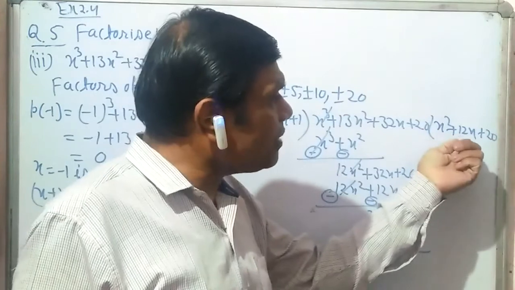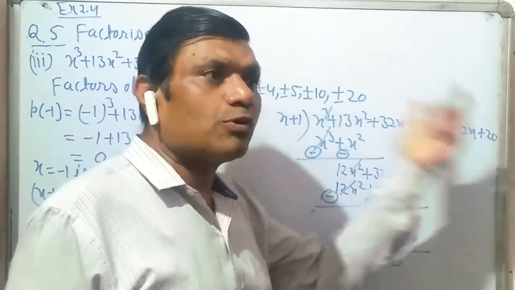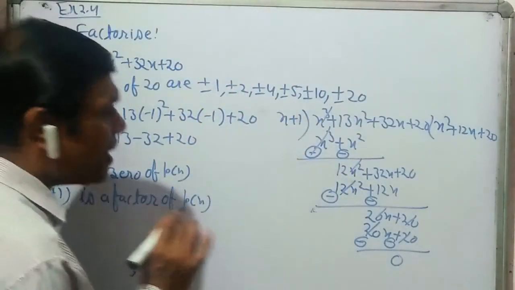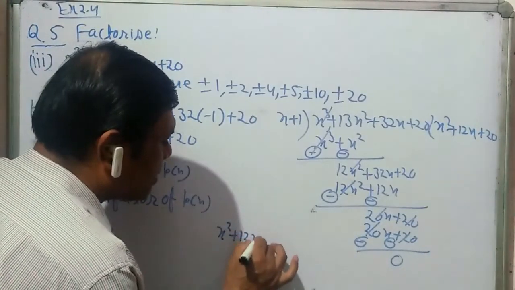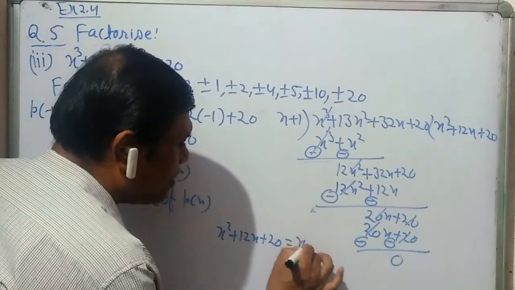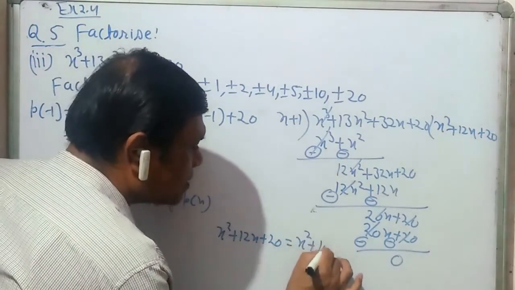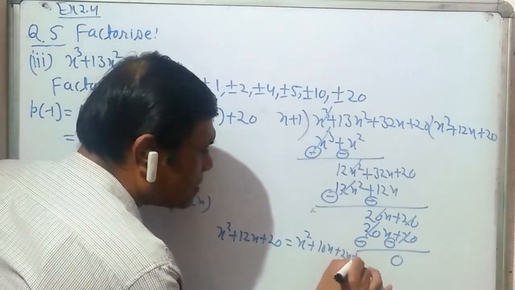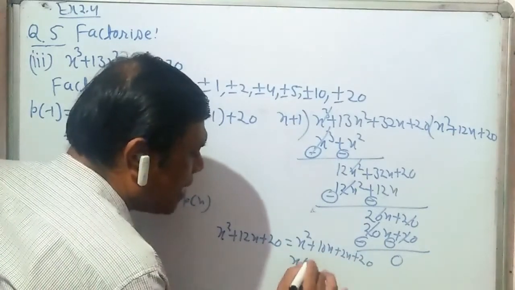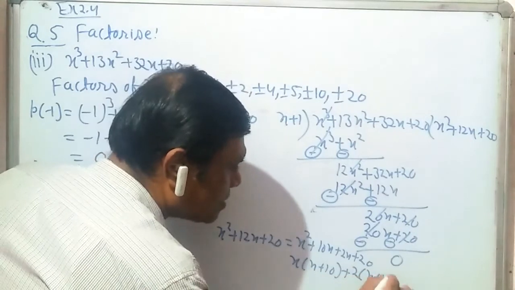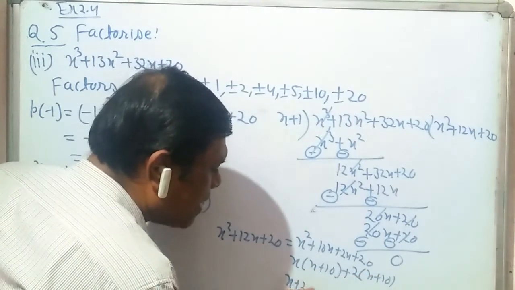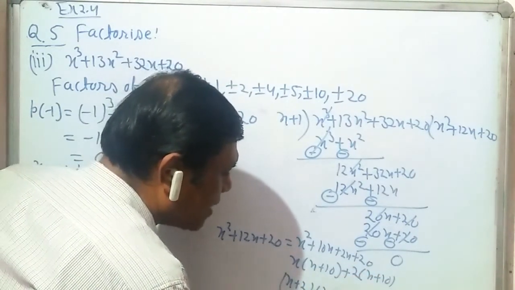And as we can see, 10 plus 2 is 12, 10 into 2 is 20. So we directly factorize it over here. x square plus 12x plus 20 will be x square plus 10x plus 2x plus 20, or x into x plus 10 plus 2 into x plus 10. This gives us x plus 2 multiplied with x plus 10.